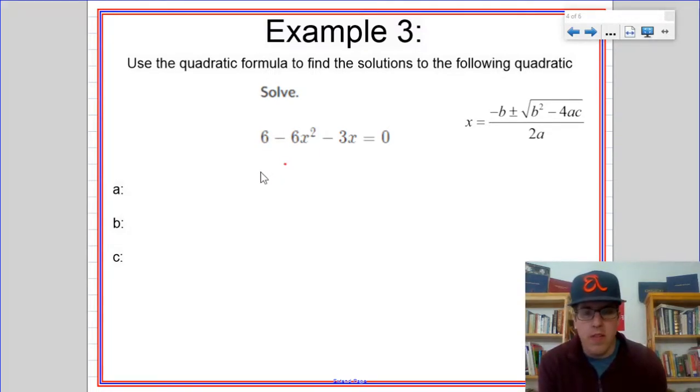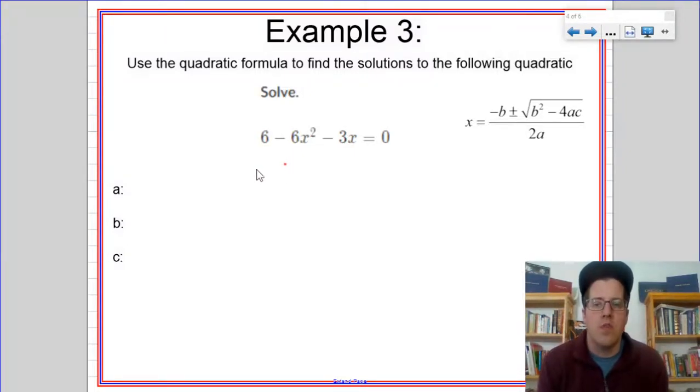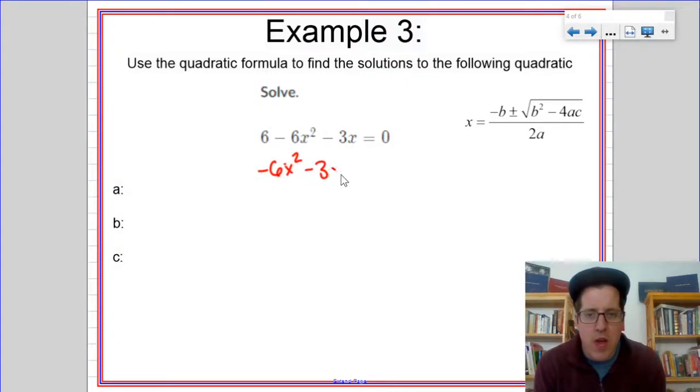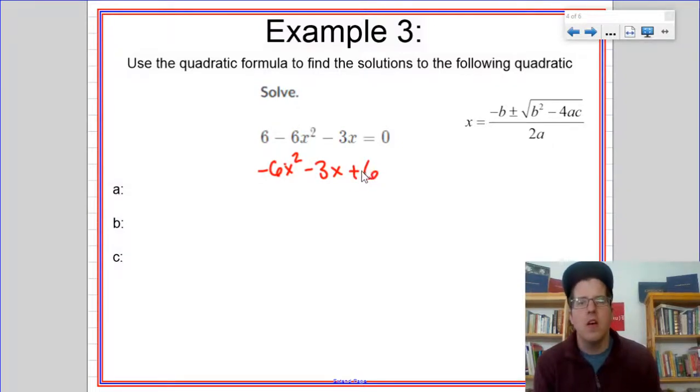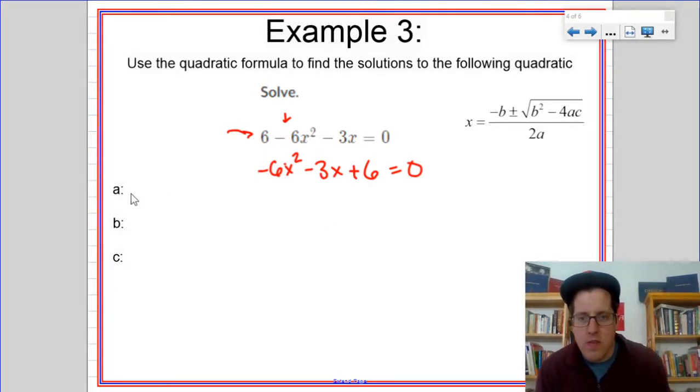So in our case, that doesn't take any adding or subtracting to both sides. That just takes a rewrite. So we would say that this is negative 6x squared minus 3x plus 6 equals 0. You've got to keep the signs with it. Since there was a minus in front of the 6x squared, that's negative 6x squared. Since this 6 was positive, that's plus 6. Then you write out your a, your b, your c. So negative 6, negative 3, 6.